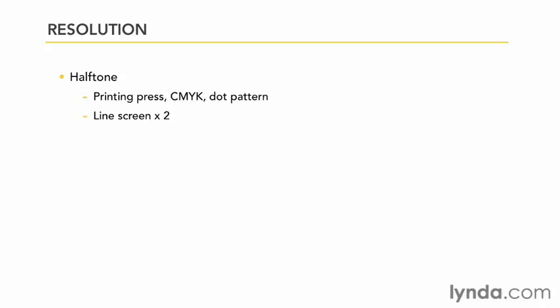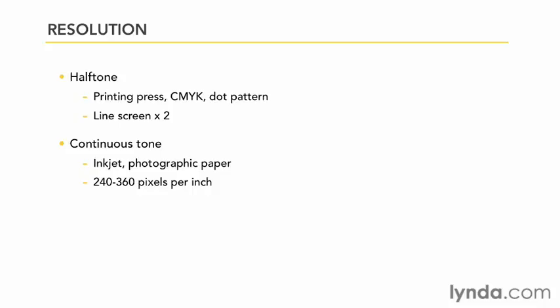The second category is continuous tone, and probably the most common example of that would be an inkjet printer. An inkjet printer usually needs a resolution in Photoshop between 240 and 360 pixels per inch. And this is sort of an aesthetic choice. What I would recommend is that you print the same image to the same printer at 240 pixels per inch and in 300 and again at 360 pixels per inch.